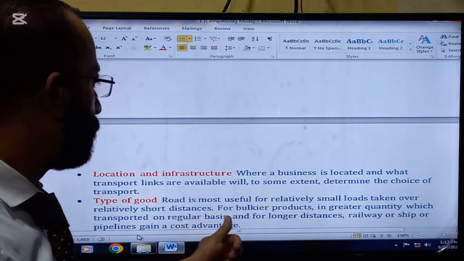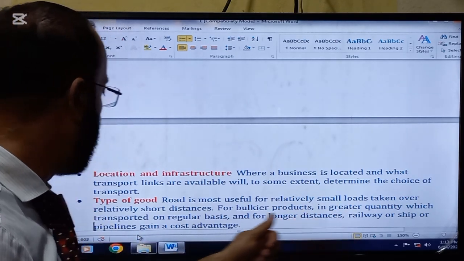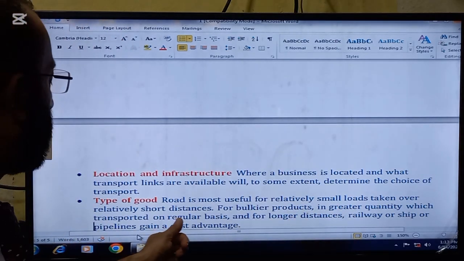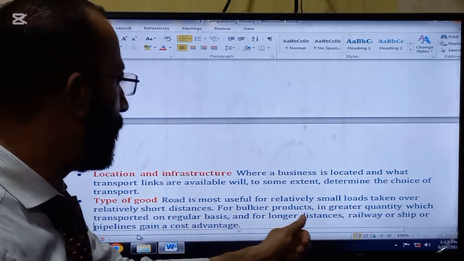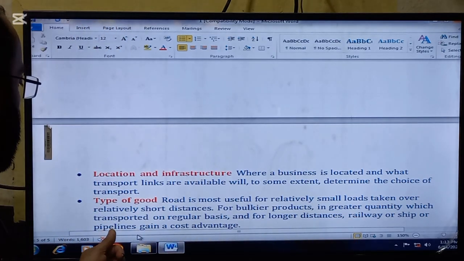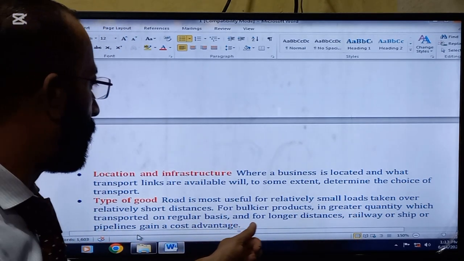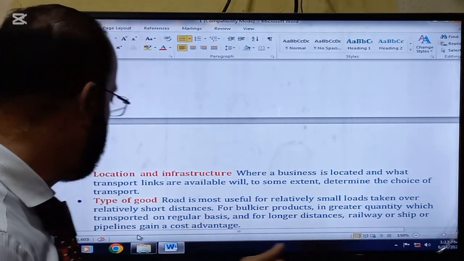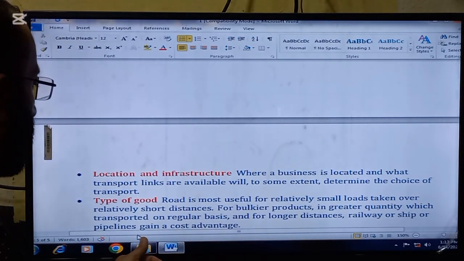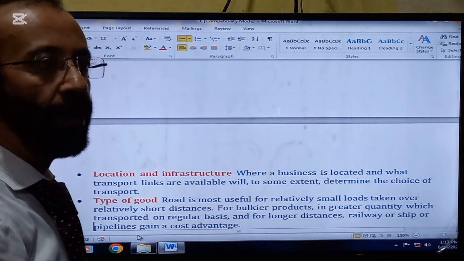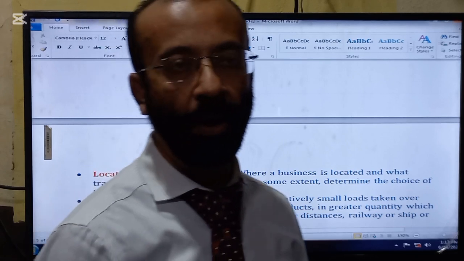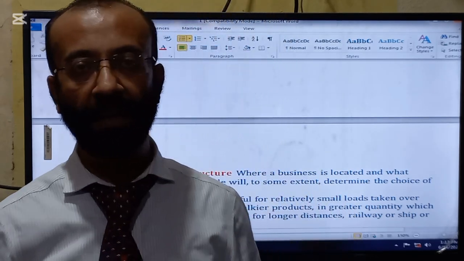Road is most useful for relatively small loads taken over relatively shorter distance. For bulkier products in greater quantity which are transported on regular basis, and for longer distances, railway or ship or pipelines gain a cost advantage. So these were some factors on which choice of the transport depends.